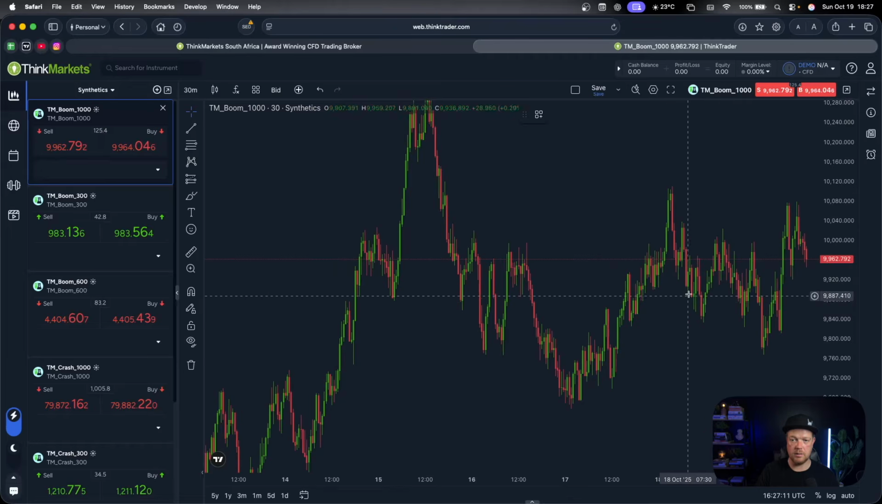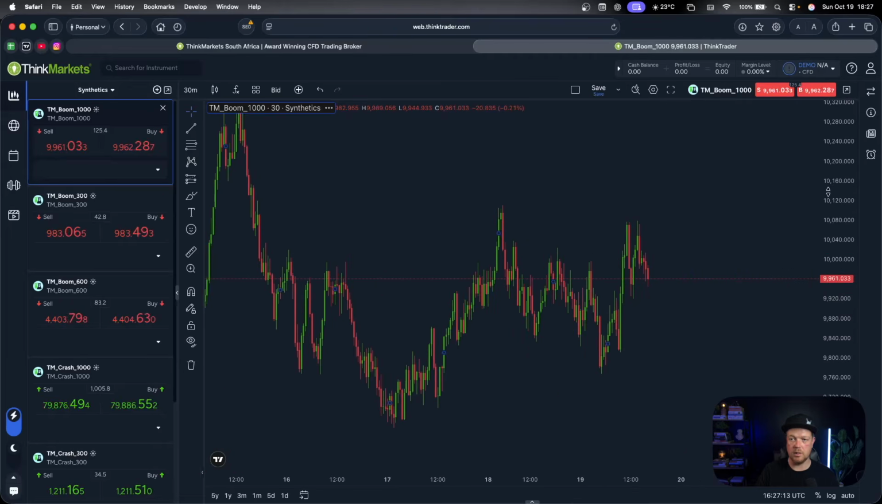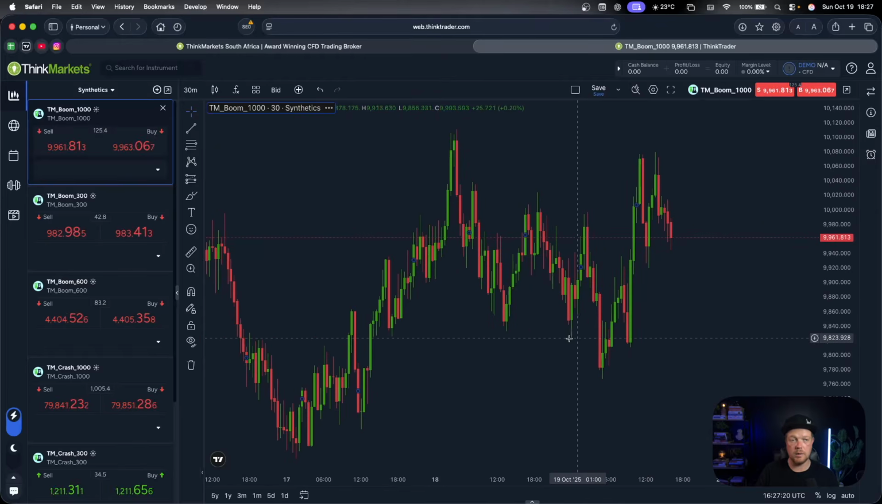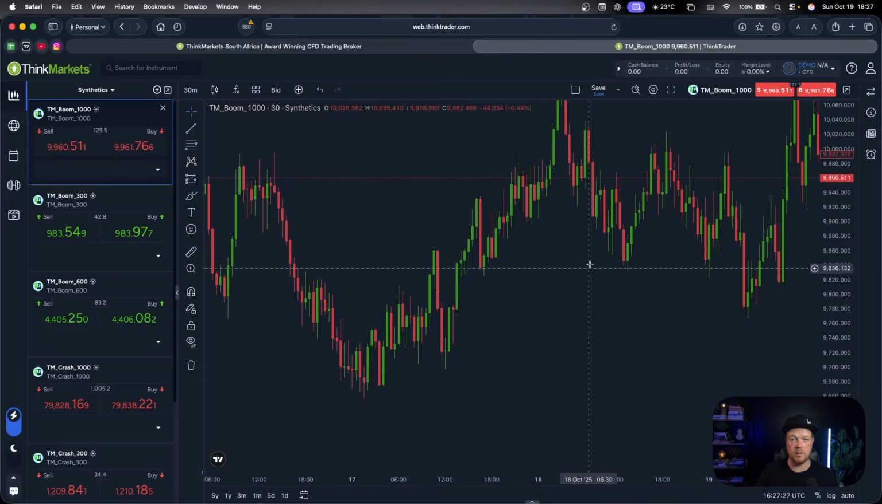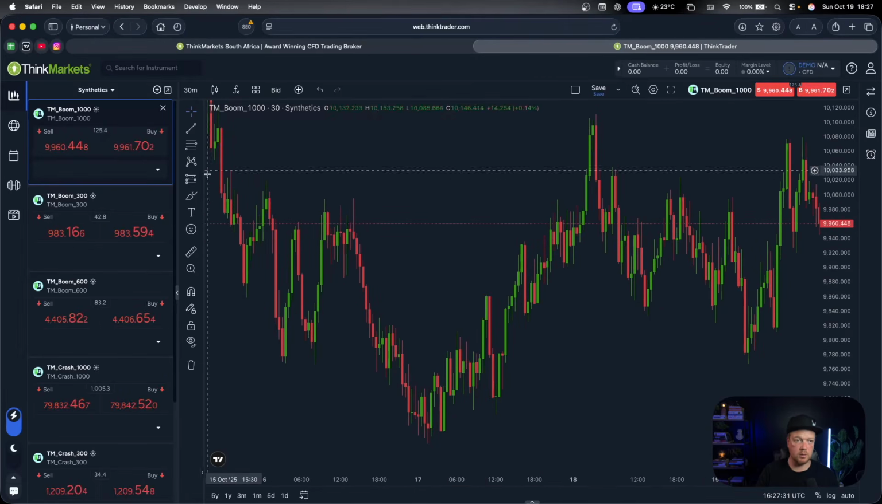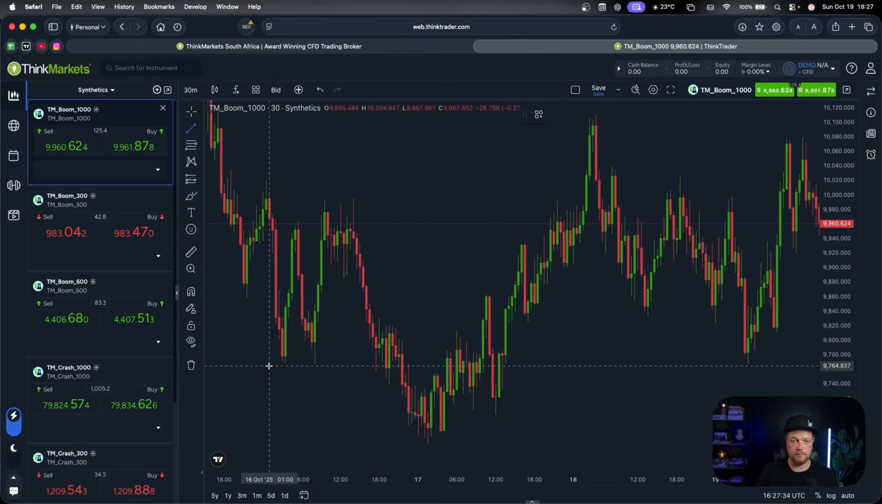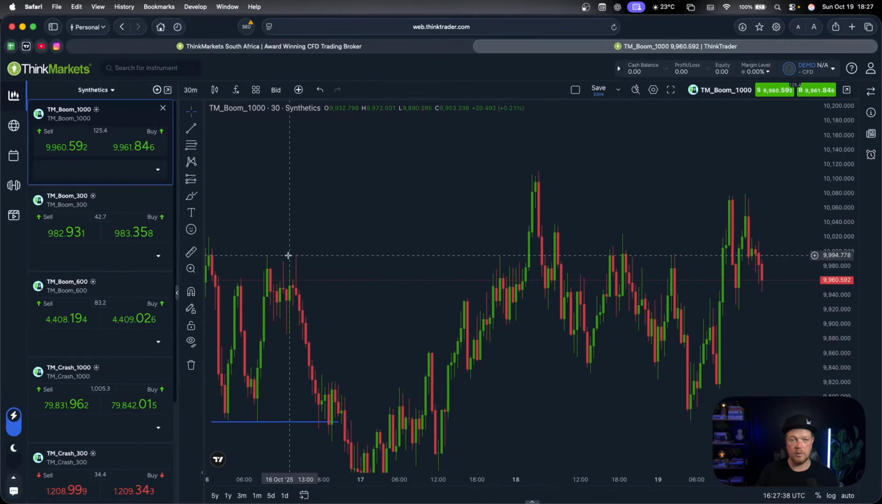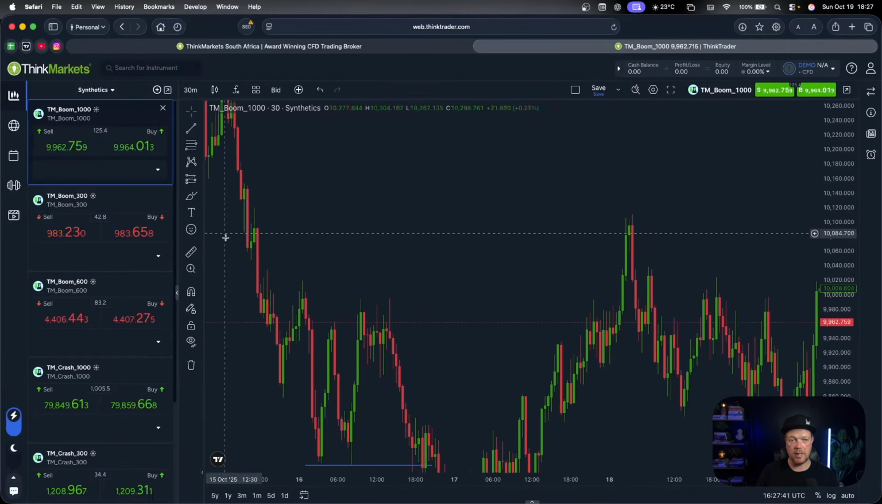So I think let's go straight to the charts and have a look at how ThinkMarkets synthetic pairs go. So here's a chart. We are on the 30-minute. Let's use this example here so you can see exactly how it works. We are on ThinkMarkets, the Boom 1000, 30-minute right over there. Here we can see we took liquidity right over here. We had a big push up. We took out this high. Price reacted from this order block zone right over here.